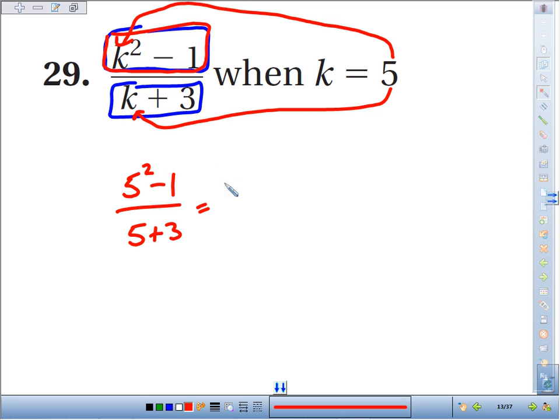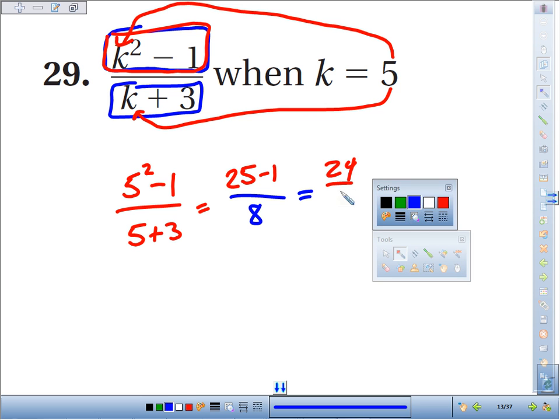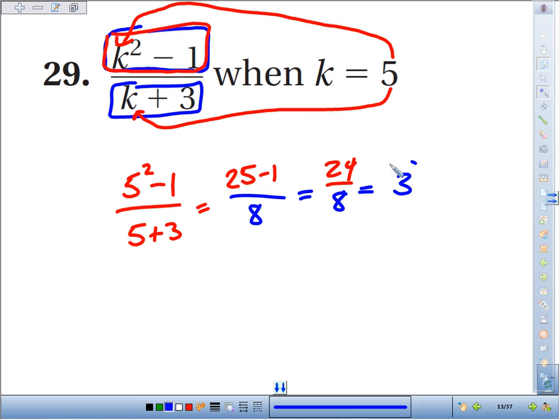Focusing on top, 5 squared, that's 25. And then we still have that minus 1. In the denominator, 5 plus 3 gives us 8. Now, finish up the numerator, 25 minus 1, that gives us 24. In the denominator, we had 8, and 24 divided by 8 is 3.